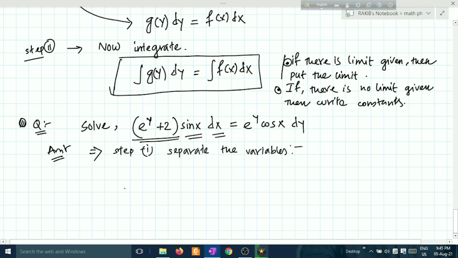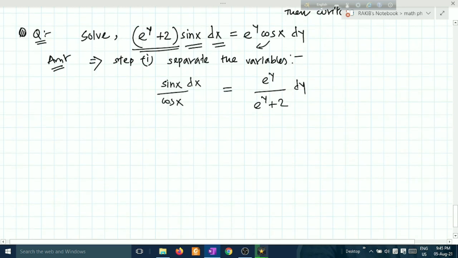Okay, what are the variables here? You have to separate them. In the case of sin x dx, put cos x on the left-hand side, and on the right-hand side, what will happen here? e to the power y plus 2 dy. Okay, now the separation of variables is done here.